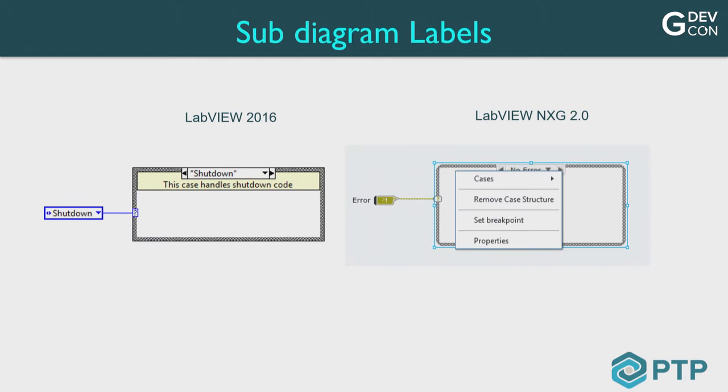Subdiagram labels, that's another one that I noticed isn't in the release I was using. Interestingly, if you go through the code migration tool, you don't lose your comments. It still puts them as free-floating text, but we know the joys of that when you then try and rearrange your case structure size. So, something to bear in mind.